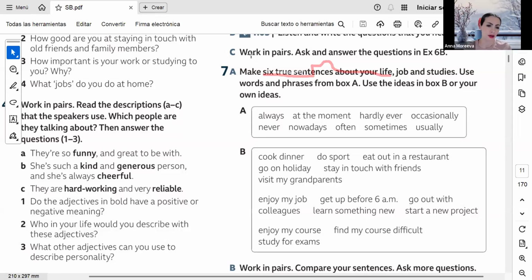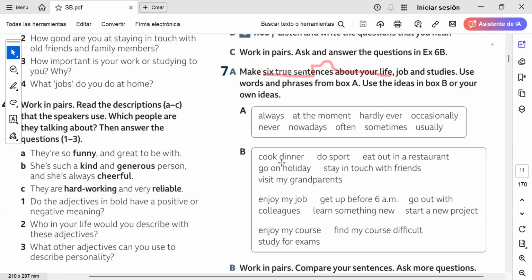Very good, thank you. Juan, please. I usually get up before 6 a.m. I sometimes start a new project at work. I often cook dinner in my house. I always enjoy my job. I hardly ever visit my grandfather, and I often learn something new in my work.